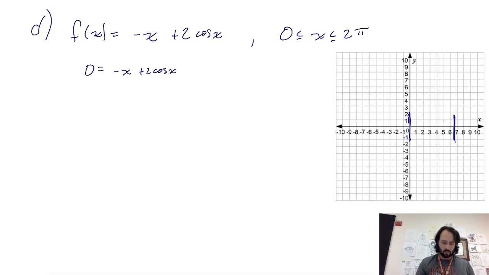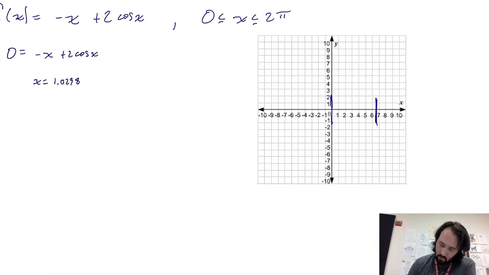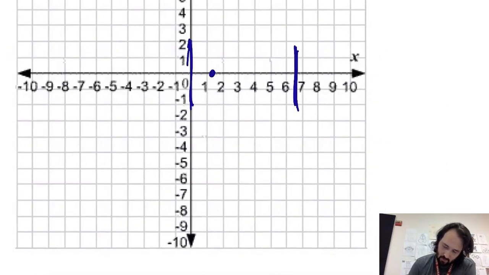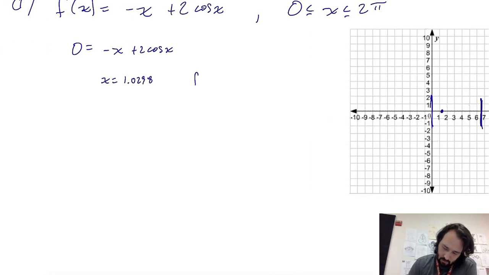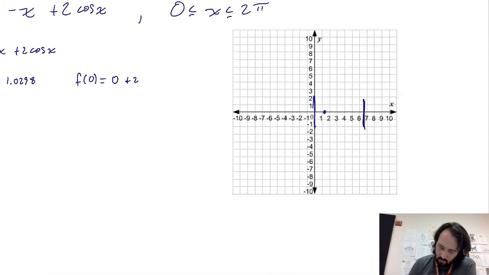So negative x plus 2 cosine of x, where is equal to 0. The first one I get is 1.0298, and that is the only one on that interval. Okay, 1 point something, so I'm right there. And f of 0, you can do that without a calculator, because that is just 2.